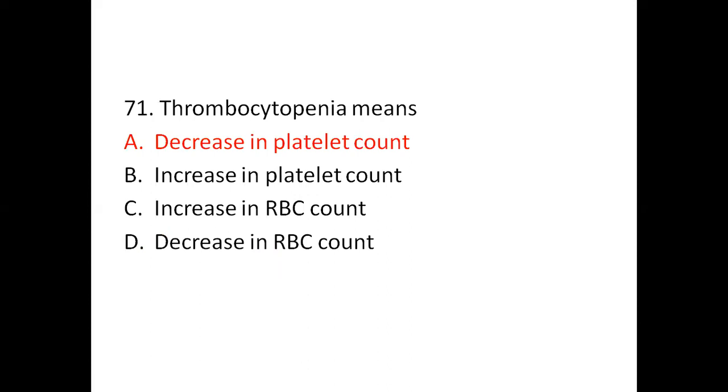Next question. Thrombocytopenia means: option A, decrease in platelet count. Option B, increase in platelet count. Option C, increase in RBC count. Option D, decrease in RBC count. So the right answer is option A, decrease in platelet count. Thrombocytopenia means decrease in platelet count.